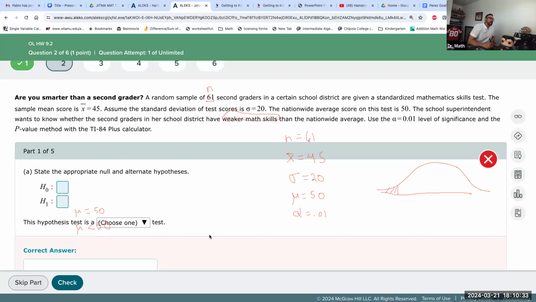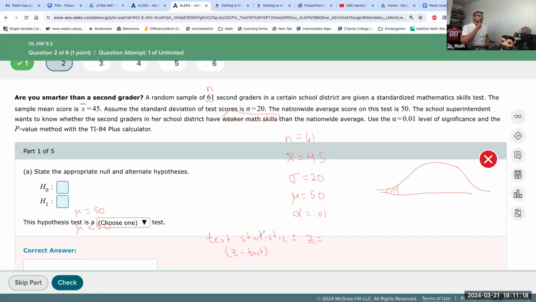So now we want to find our test statistic. All right, so what program can we use to find our test statistic? What program can we use to find our test statistic? Let's see what the chat says. Z-test. Good. So we're going to use Z-test. And so let me highlight, how do I know to use a Z-test?